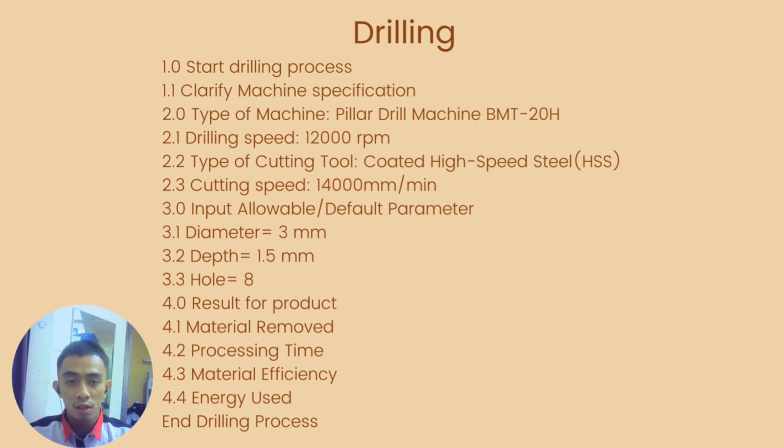The type of cutting tool is high-speed steel. Cutting speed is 14,000 mm per minute. Input or default parameters: first, diameter is 3 mm, depth is 1 to 5 mm, and total holes is 8. Results for product: material removed, processing time, material efficiency, energy use, and lastly, end drilling process.